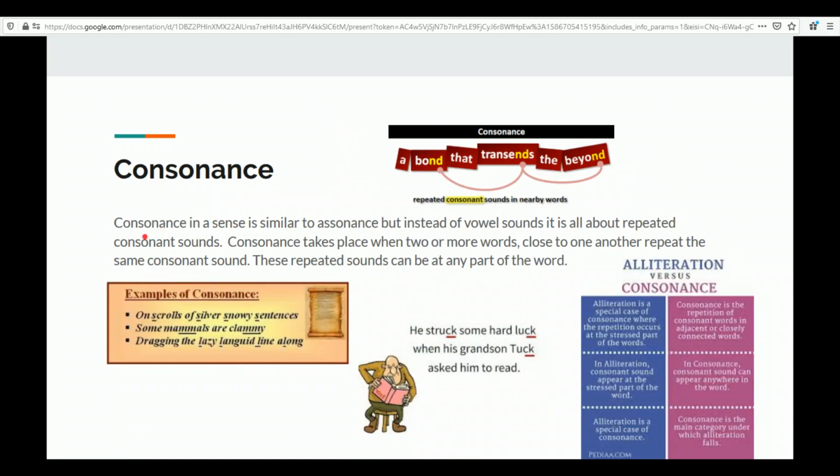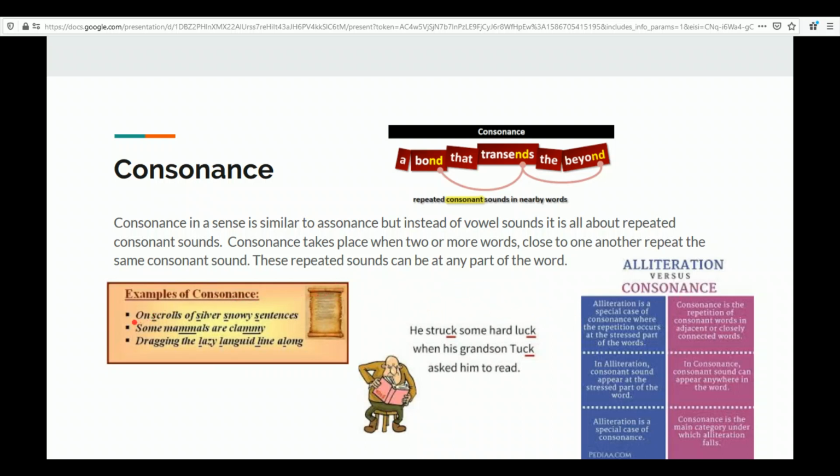Just like assonance deals with vowels, consonance deals with consonant sounds. Consonance is basically the same as assonance, except that it's focused on consonant sounds. So it's repeated consonant sounds, and consonants are most of the letters. Unlike alliteration, these can be in any part of the word. It doesn't have to be just at the beginning. You can have different consonants that are repeated again and again.